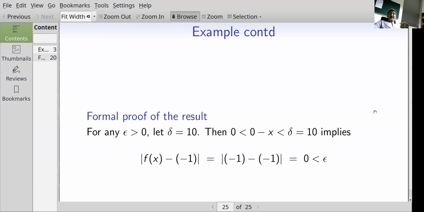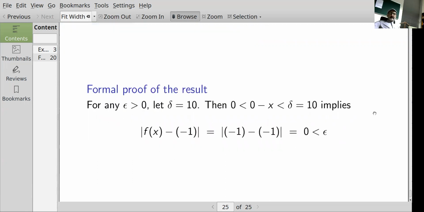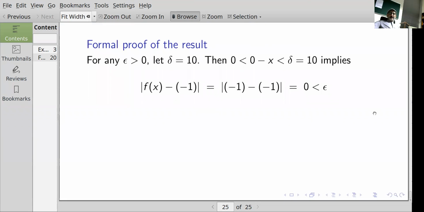And this is, from the left, it looks like a constant function, so this will look like our result for the constant function. For any epsilon greater than 0, let delta equal 10. Then 0 less than 0 minus x less than delta equals 10 implies that absolute value of f of x minus minus 1 is equal to, well, if x is negative, then the function value is minus 1. So it's absolute value of minus 1 minus minus 1, which is 0, and that's less than any positive epsilon. So once again, delta doesn't really play a role here.